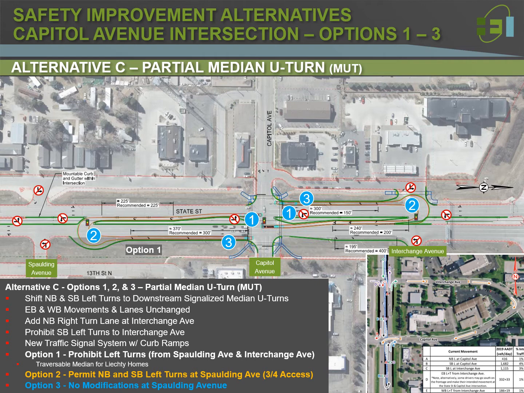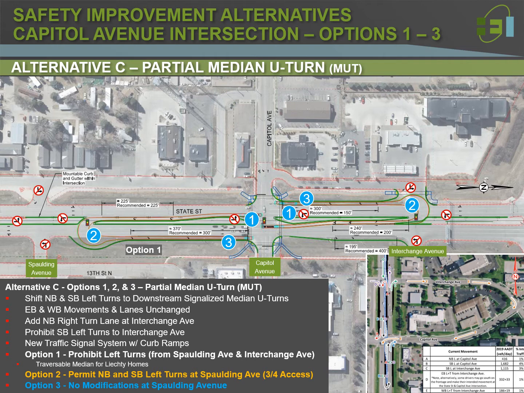Add a northbound right turn lane at Interchange Avenue. Prohibit left turns from side street approaches at Spaulding Avenue and Interchange Avenue. Prohibit northbound and southbound left turns at Spaulding Avenue. However, the median would be traversable for access to Lichty homes. Prohibit southbound left turn at Interchange Avenue and replacement of the traffic signal system, as well as curb ramp upgrades.